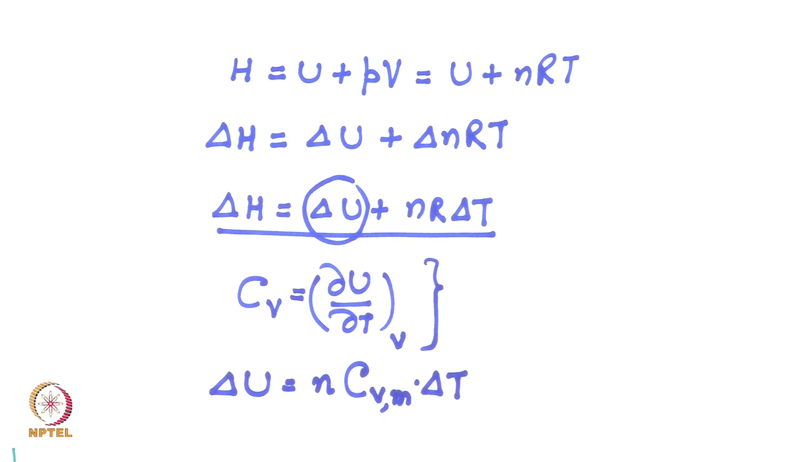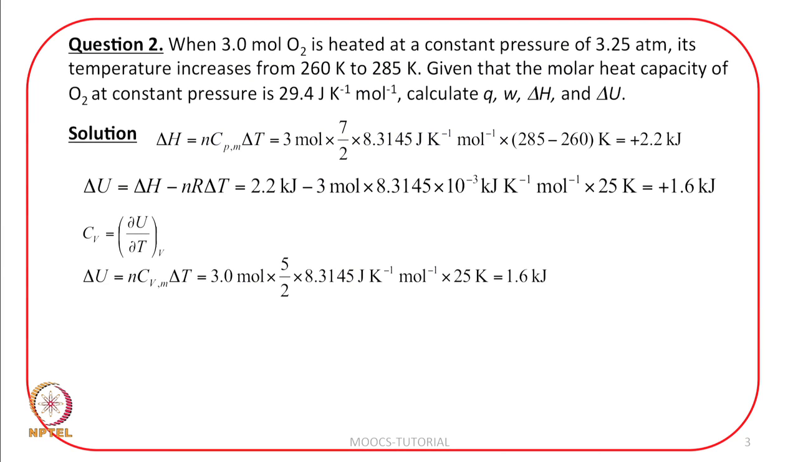And if I substitute the values, n as 3 mole, Cv is 5 by 2 R for the reasons that I just discussed, and temperature difference is 25 Kelvin, and you see you get the same number, 1.6 kilojoule, whether you use the equation delta U is equal to delta H minus n R delta T or delta U is equal to n times CVM delta T, you get the same answer.